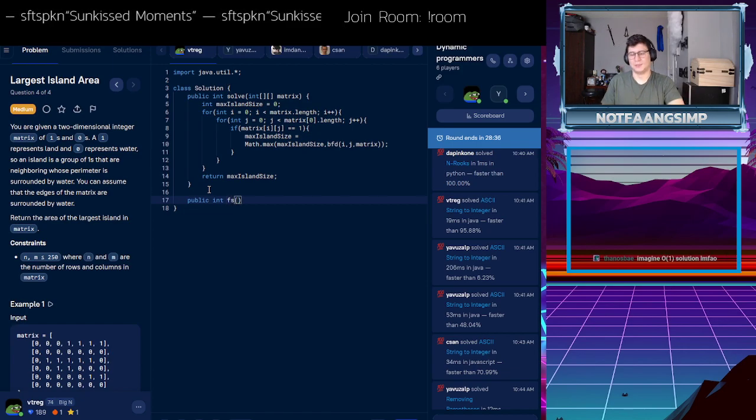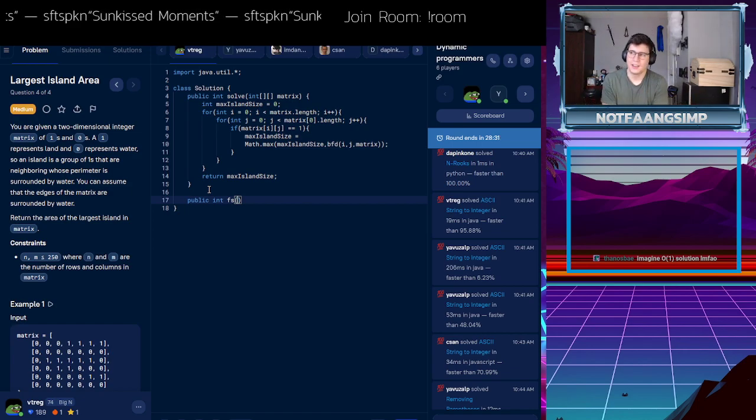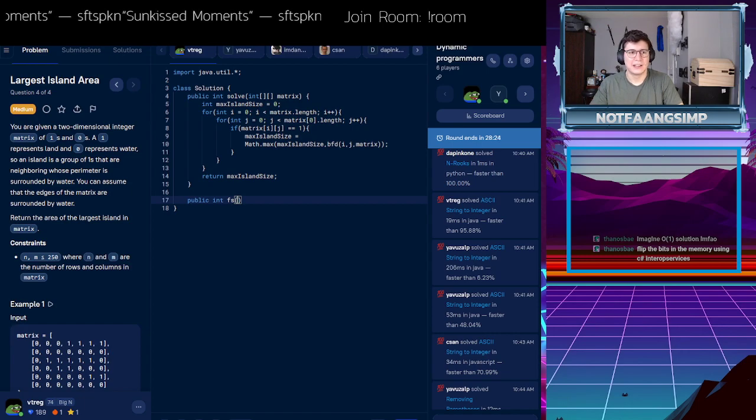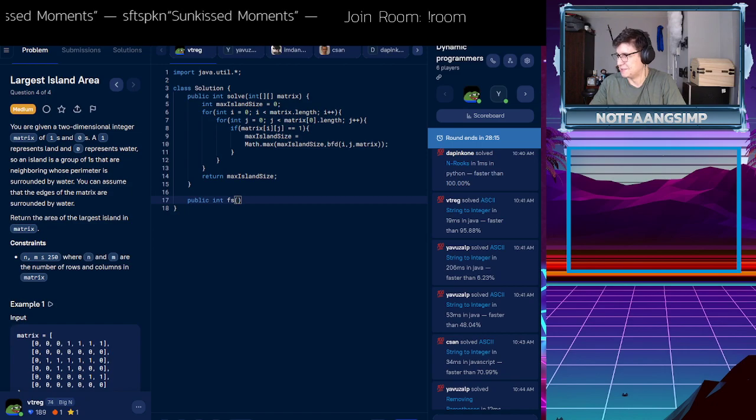Imagine an O of one solution. I think an O of one solution would just have to be terribly inaccurate. Flip the bits in memory using C. I ain't got no idea what interpret services are, but you would just have to, I think, purely guess if you wanted to. Like, you just 50-50 flip a coin and then say if it's a palindrome or not, because your coin flip takes the same amount of time each time. Actually, don't use C#. Man, I don't either. I will have to at some point, though.